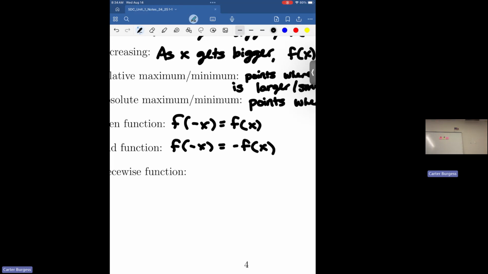We can actually work with what are called piecewise functions, which are functions that behave differently, that follow different rules, depending on which set of x values, which interval you're focusing on. Yes, Trey.